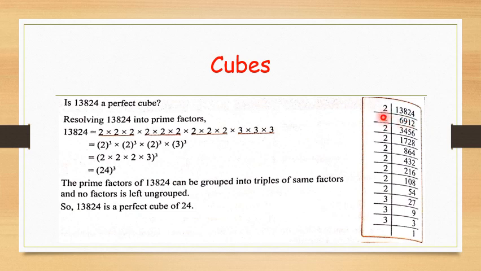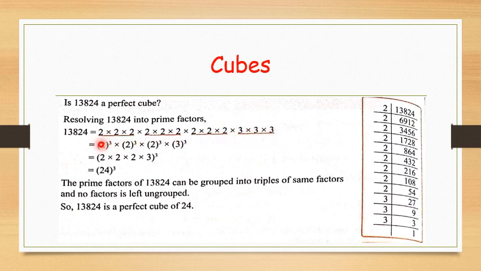So now here we are going to perform this prime factorization. So here we get 2, 2, 2, 2 and 3, 3, 3. So when we resolve 13824 into prime factors, it can be written as 2 into 2 into 2 into 2 into 2 into 2 into 2 into 2 into 2 into 3 into 3 into 3.